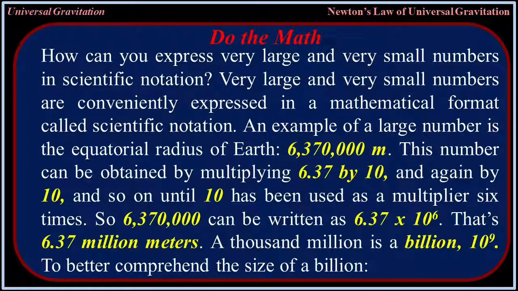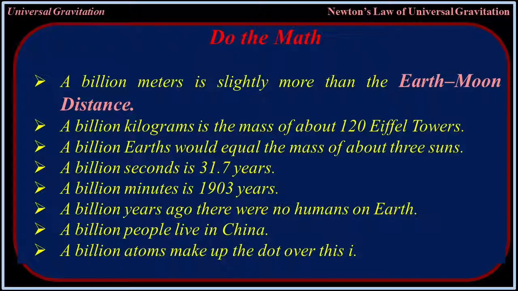That's 6.37 million meters. 1,000 million is a billion, 10 to the 9th. To better comprehend the size of a billion: a billion meters is slightly more than the Earth-moon distance. 1 billion kilograms is the mass of about 120 Eiffel Towers. 1 billion Earths would equal the mass of about 3 suns. 1 billion seconds is 31.7 years. 1 billion minutes is 1903 years.